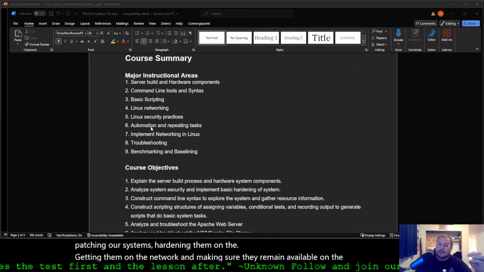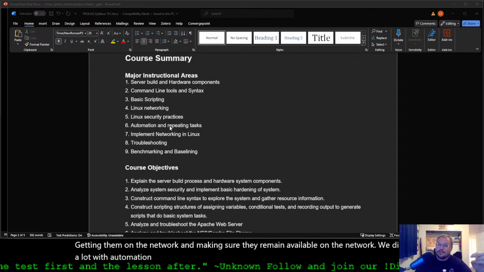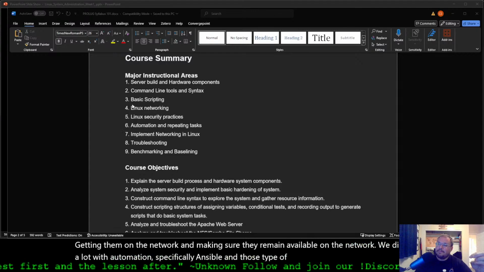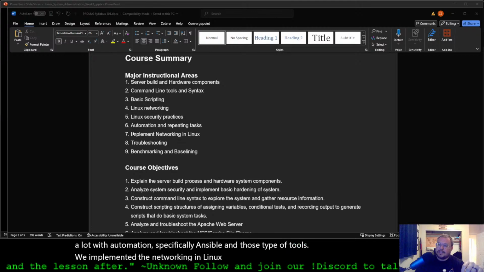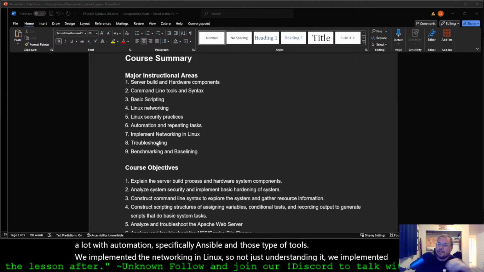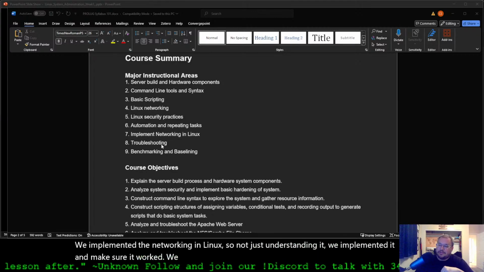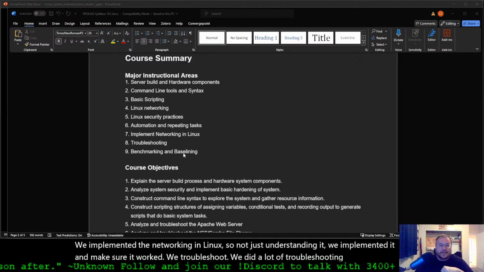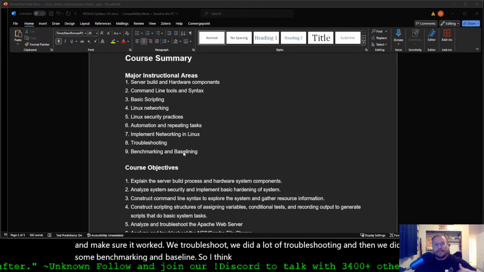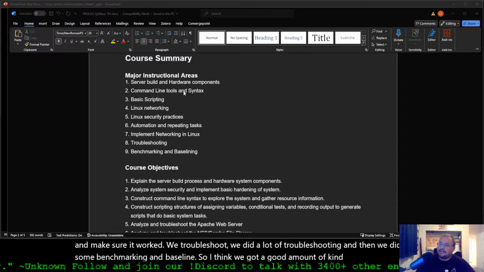We did a lot with automation, specifically Ansible and those types of tools. We implemented the networking in Linux, so not just understanding it, we implemented it and made sure it worked. We did a lot of troubleshooting, and then we did some benchmarking and baseline. So I think we got a good amount of the Linux Systems Administration stuff done.